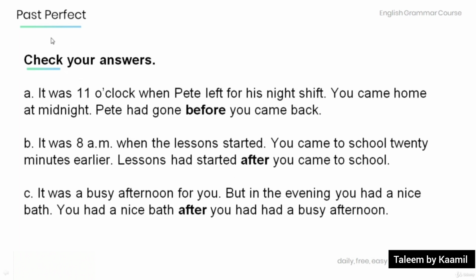And now, let's check your answers. It was 11 o'clock when Pete left for his night shift. You came home at midnight. Pete had gone before you came back. It was 8 a.m. when the lesson started. You came to school 20 minutes earlier. Lessons had started after you came to school. It was a busy afternoon for you, but in the evening you had a nice bath. You had a nice bath after you had a busy afternoon.